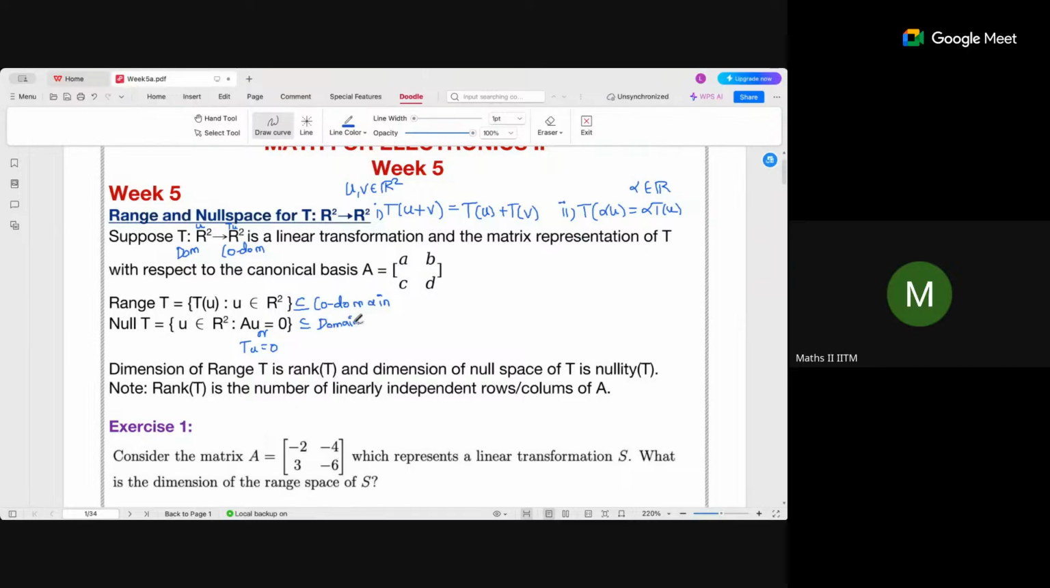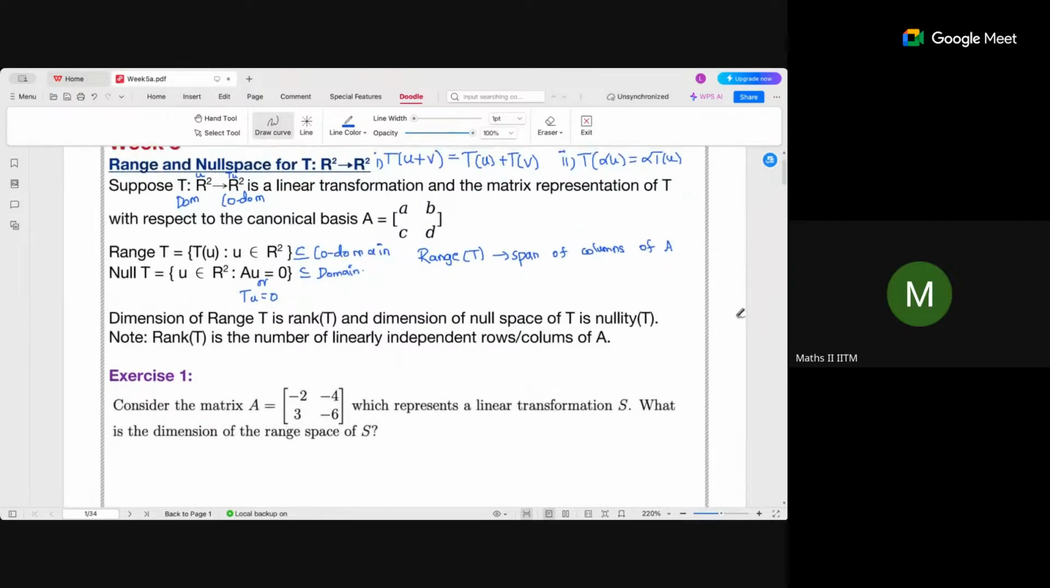Now range of T can also be defined as span of, in terms of A, if you want to define. See, for null the definition is almost the same. Either you can consider it as the solution of the homogeneous system AU equal to 0 or just TU equal to 0. And range of T in terms of the matrix, how can you describe? In terms of the matrix you can describe it as span of columns of A. Why is that so?